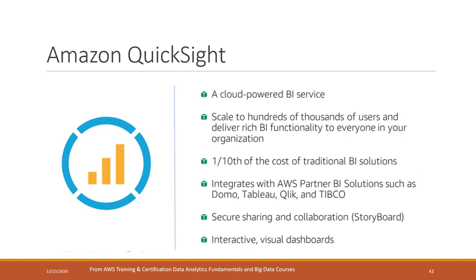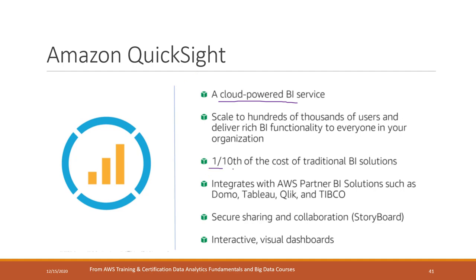QuickSight is a cloud-powered BI service. Different from Tableau, we don't need to install QuickSight on our local computer. Everything we need is just a browser, and we connect to AWS, and we can use QuickSight. So it's easy to scale to your users. If you have a lot of users, you don't need to worry about the scaling, because QuickSight is cloud-based, and Amazon will do the scaling for you.